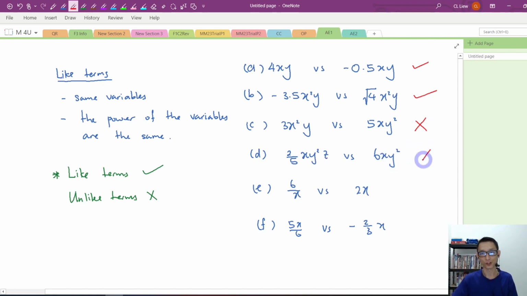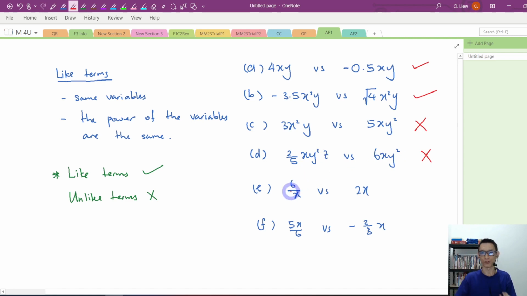Okay, therefore these two are unlike terms. The power of x here is 1, the power of x here is 1, the power of y here is 2, the power of y here is 2. Same power, but different variable. We have z over here, we don't have z over here. So these two terms are unlike terms.